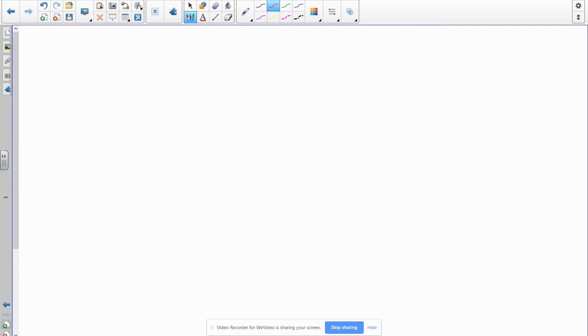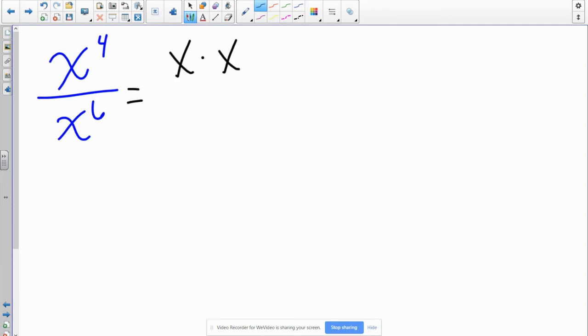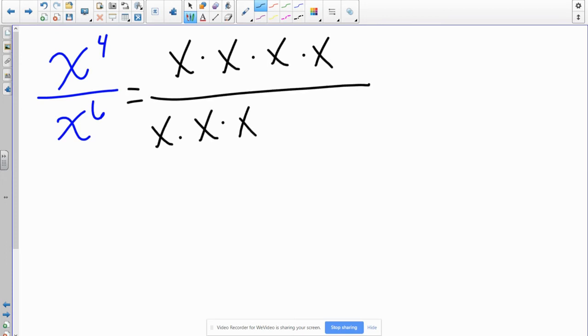Okay, one more example. The last thing we're going to look at is what happens if we have more of the variable on the bottom than we have on the top. So let's look at x to the 4th over x to the 6th. We're going to write this out in expanded form so we can see it first. So x times x times x times x. And now we have x times x times x times x times x times x. More x's on the bottom than the top.